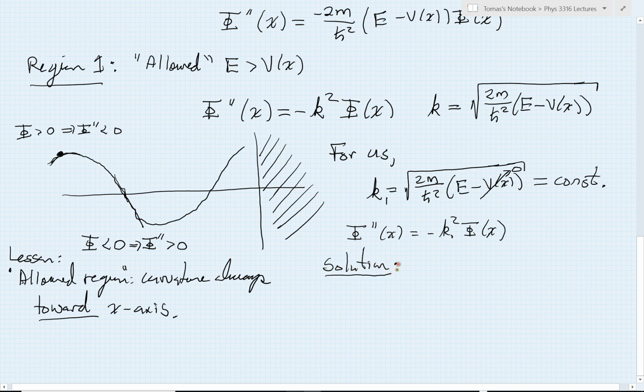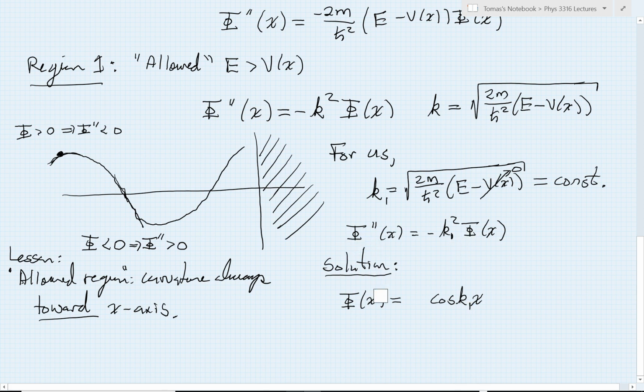Now, you can probably guess from the generic behavior that we're sketching here what types of solutions we can expect. So phi of x, you might think, looks like some sort of sine or cosine function. So let's check. What if it was something like cosine of k times x? And the relevant k, I'm really hinting here, if you're used to these equations, should be k1.